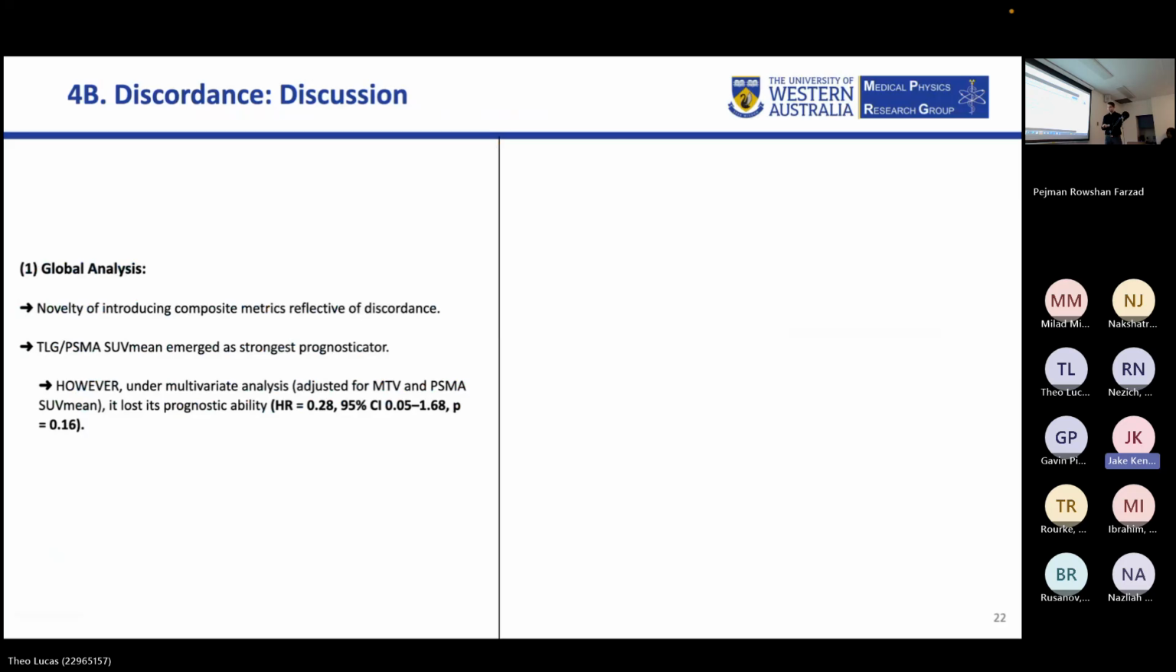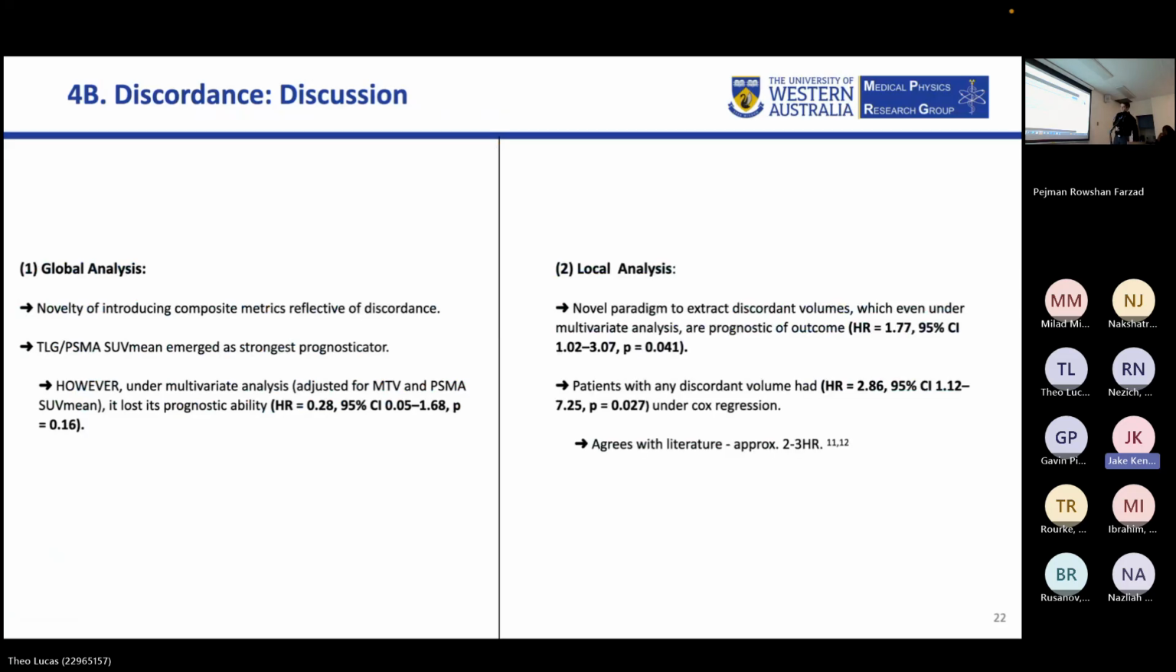Okay, so really quickly, in the global analysis, there was the novelty of introduced composite metrics from both modalities, and that metric had emerged as the strongest prognosticator. But I have to note that under multivariable analysis, it actually lost its prognostic ability. Take that as you will, I can explain this later maybe. And in the local analysis, there was that novel paradigm to arrive at the discordant volume. Through registration and then extracting information from the discordant volumes, we saw that the number, the degree, and the presence of that discordant volume was prognostic of outcome.